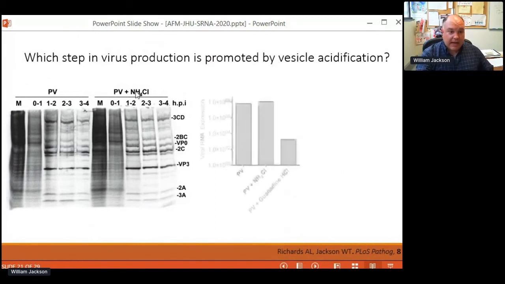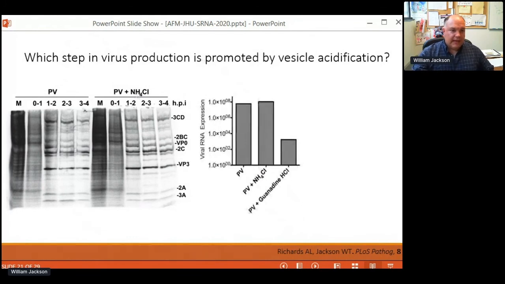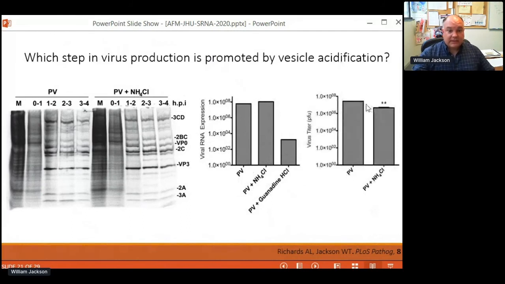So then we looked at RNA, and we asked, is the viral RNA affected by vesicle acidification? We blocked acidification, and we got about the same amount of viral RNA. We can block RNA replication with other drugs, so we knew that acidification was not having any effect. And we did show that we are in fact still getting that 1 log drop in virus, even though we're not getting any change in protein or RNA. So we were a little puzzled by this.